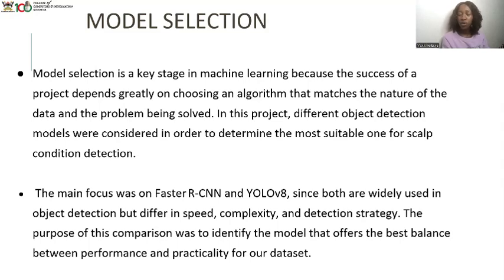So we are working on an AI scalp detection system, and for that case, we have to select which model we are going to use to train with our data so that we can have the predictions of the scalp images. Model selection is a key stage in machine learning because the success of a project depends greatly on choosing an algorithm that matches the nature of the data and the problem.